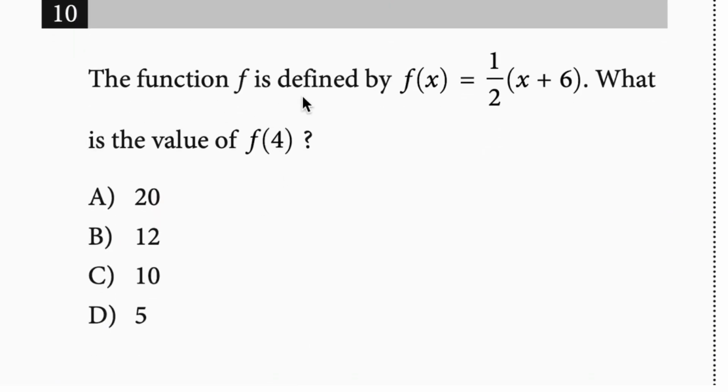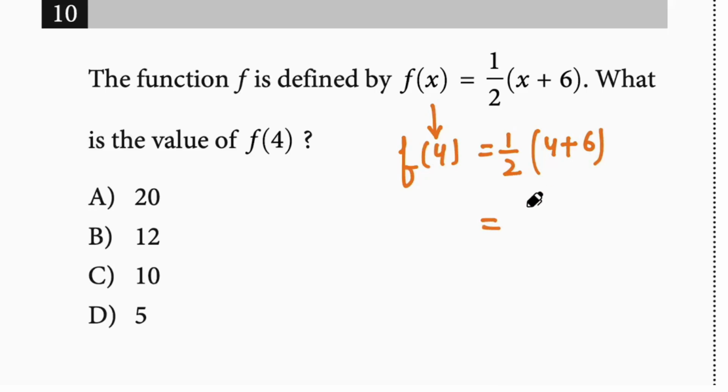The function f is defined by f(x) is equal to (1/2)x plus 6. What is the value of f(4)? Very simple. We have to just plug in 4 wherever we see x. So that is equal to 1/2 times 4 plus 6. So 6 plus 4 is 10, by 2, which is again 5. So D is the right option. Correct?